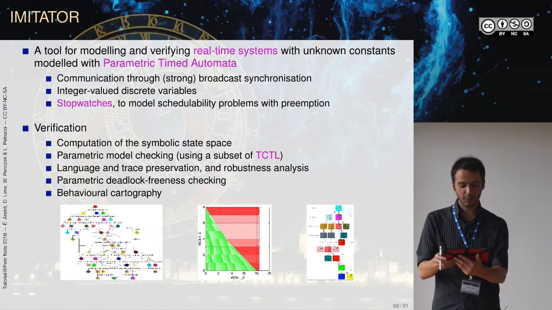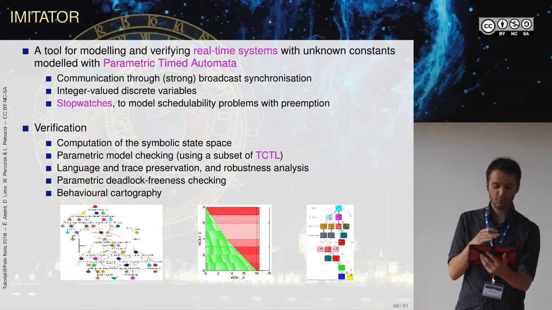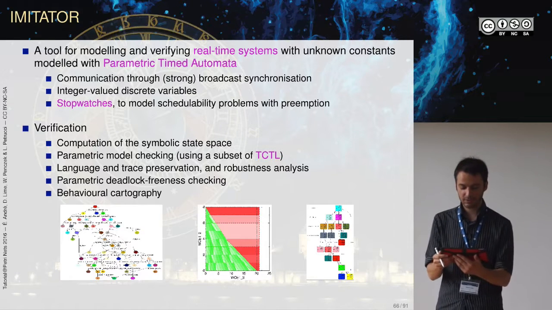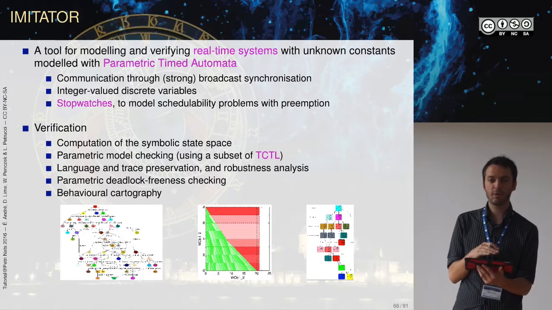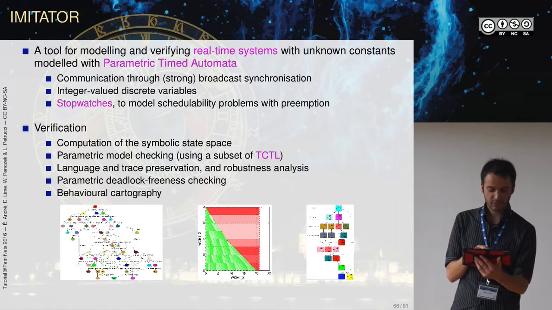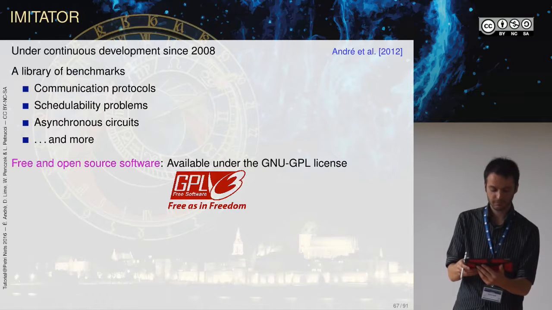What can we do as a verification? We can compute the symbolic state space, if it is finite. We can do parametric model checking using a subset of TCTL. We can do language and trace preservation, measuring the robustness of the system. And we can also do parametric deadlock freeness checking and behavioral cartography.